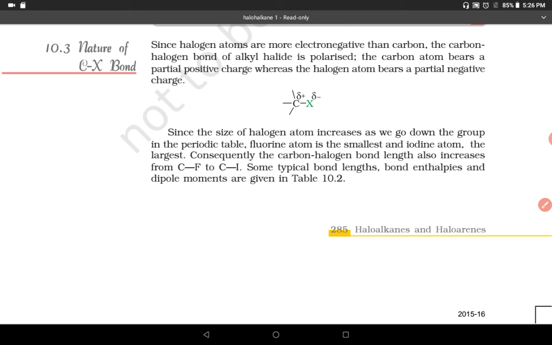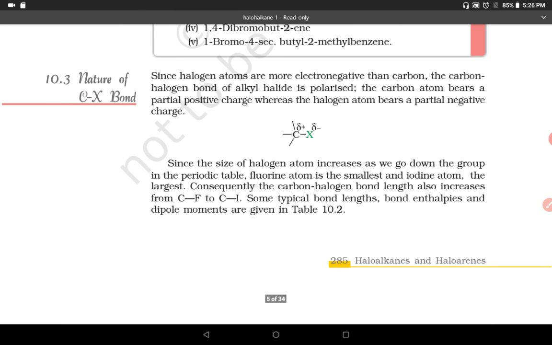Since the size of the halogen atom increases as we go down the group in the periodic table, fluorine atom is the smallest and iodine atom the largest. Consequently, the carbon halogen bond length also increases from C-F to C-I. Some typical bond lengths, bond enthalpies and dipole moments are given in table 10.2.